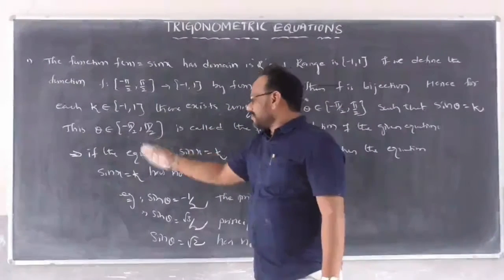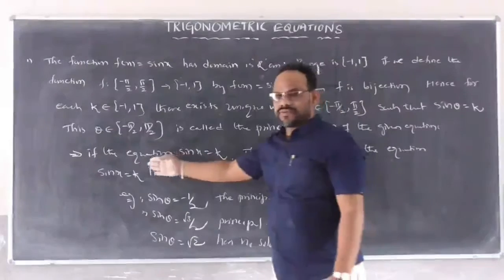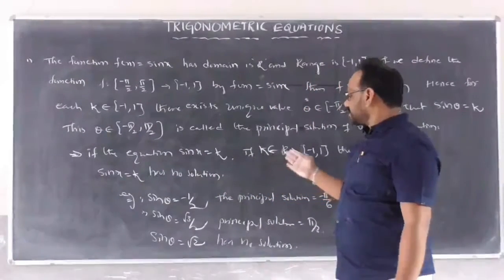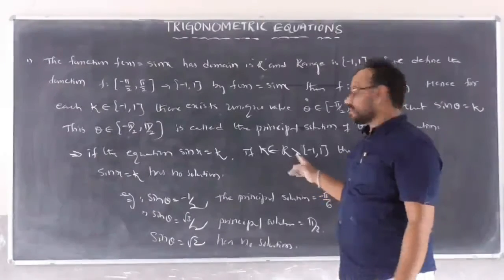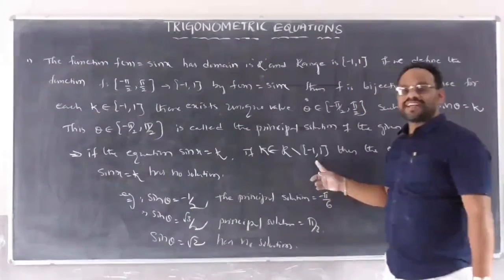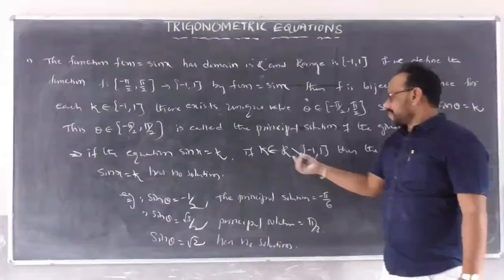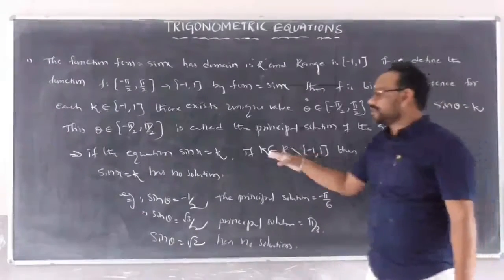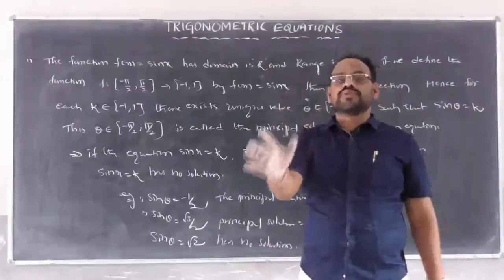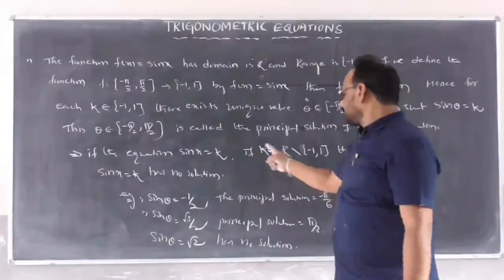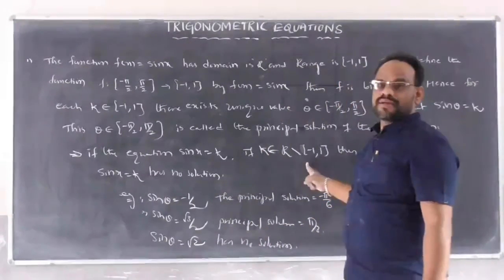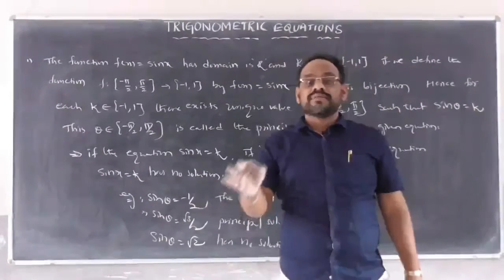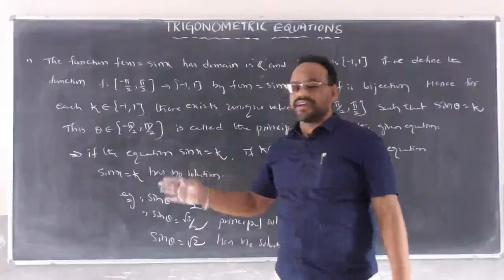Otherwise, if the equation is sin x equals k, where k is any real number except the closed interval minus 1 to plus 1, then sin x has no solution. That means for any real number k outside the closed interval minus 1 to plus 1, the given trigonometric equation has no solution.